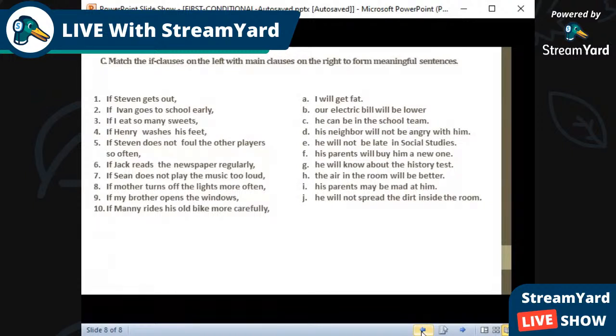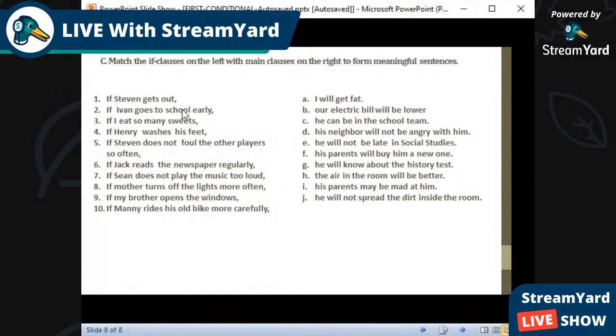Number 3, if I eat so many sweets. So your subject is I. So look for I as the subject. In what letter can you see I as a subject? So if the question is a proper noun of a male, that will be he or his, right? So this will be your assignment, guys. Thank you very much for your time. Let me read the questions.